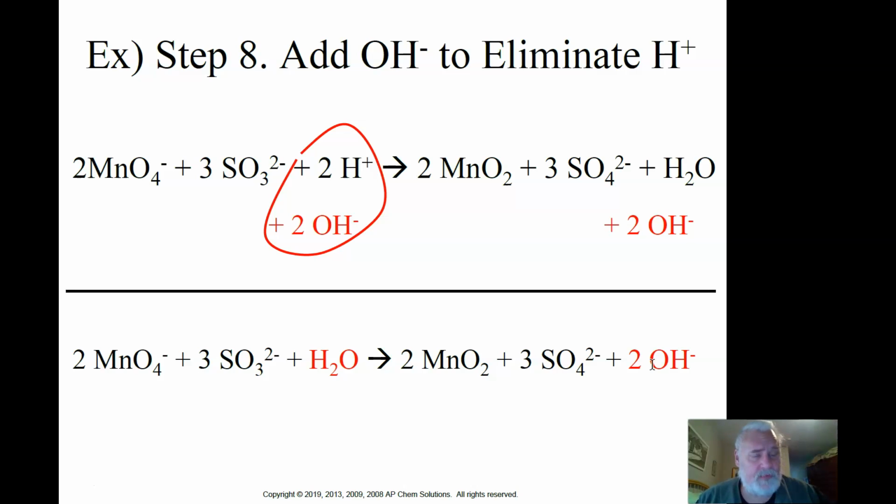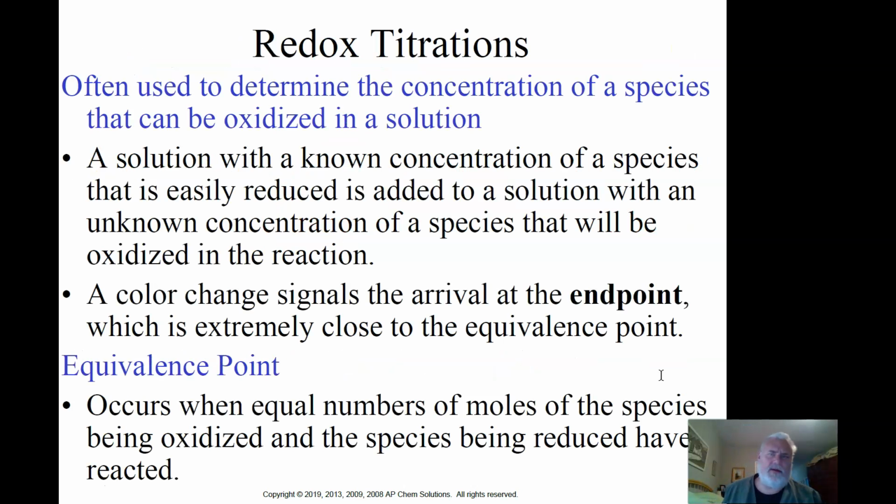There are practice problems for you to look at. You don't have to submit these, but you can look at I think 3 examples in basic solutions where you add that hydroxide ion at the end. You get some water that you'll have to cancel out, and you'll have OHs left over because it is a basic solution. All right, you'll add to one side to get rid of the hydrogen ions, and then the other side will leave an excess of OH. All right, so that's the extra step that you add.